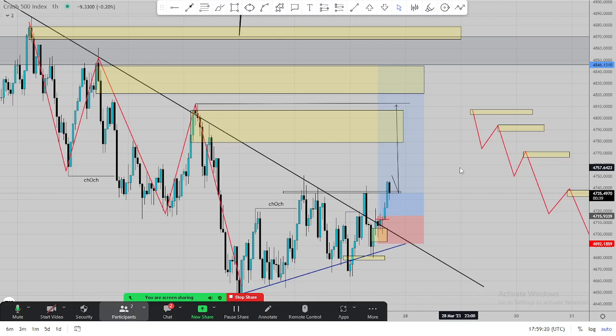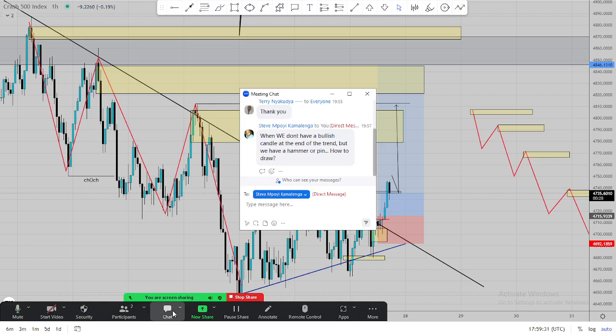Demand zones, you find them when a market is uptrending. When the market is uptrending, it leaves and creates what you call demand zones. It leaves when we don't have a bullish candle at the end of the trend, but we have a hammer or pin.